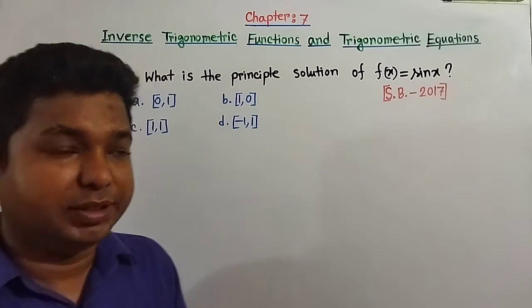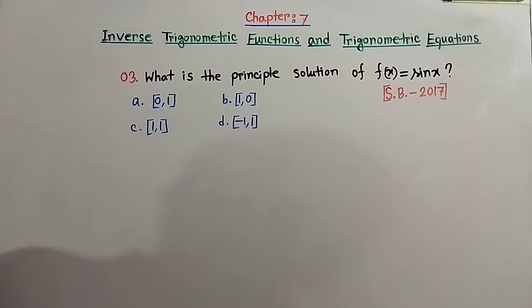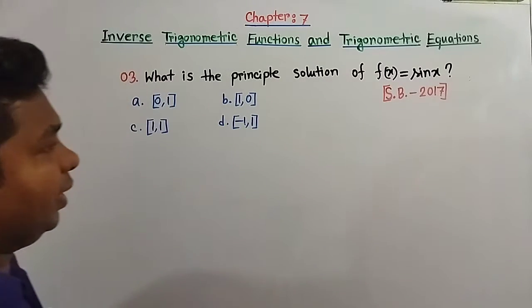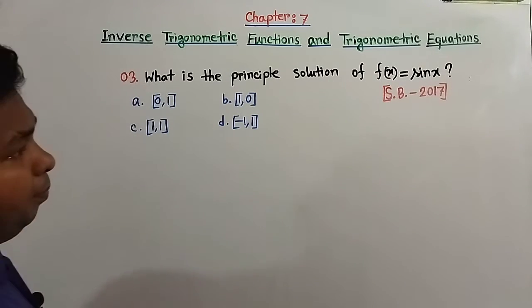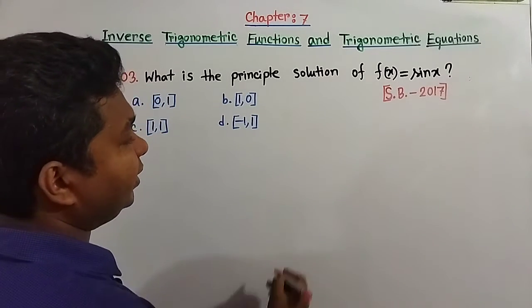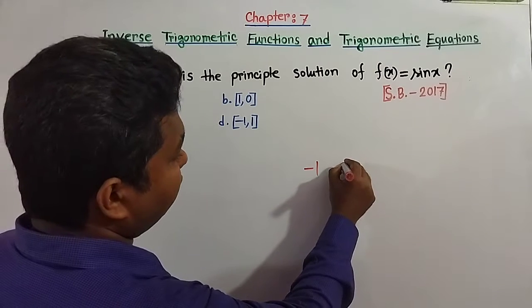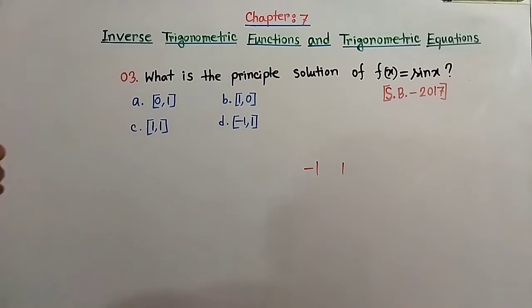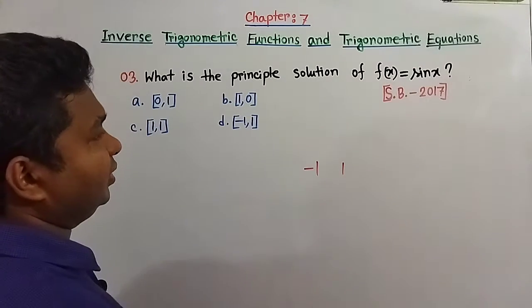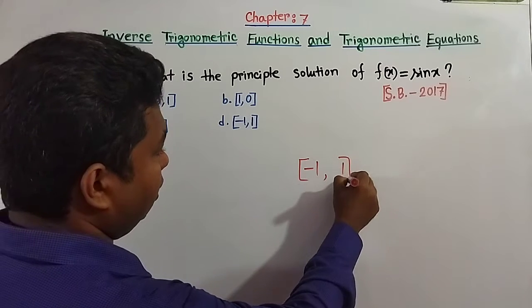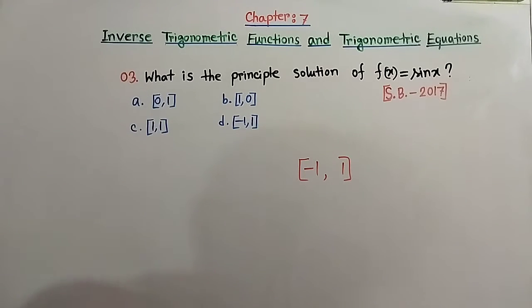Now question number 3, what is the principal solution of f of x equal to sin x? We know the minimum value of sin x is -1 and maximum value is +1. So the principal solution of the function f of x, that is sin x, will be -1 to +1. Therefore, our required answer is option D.